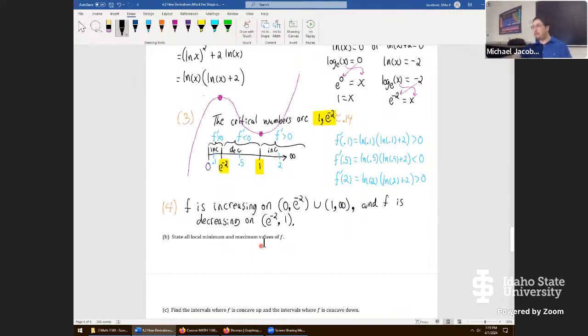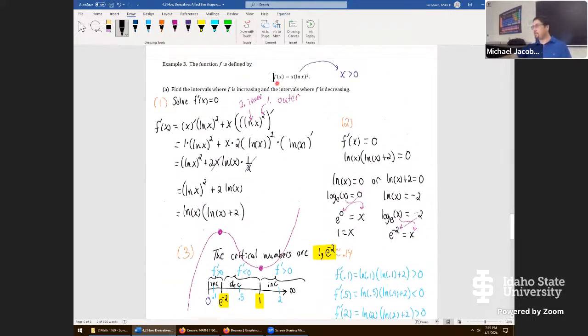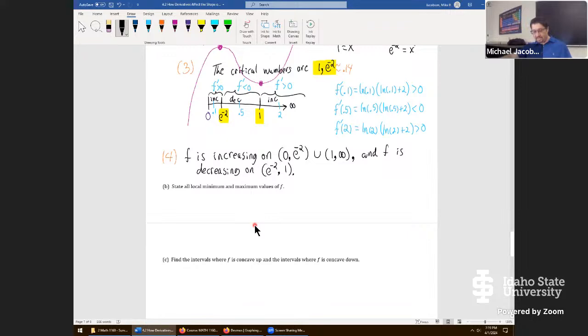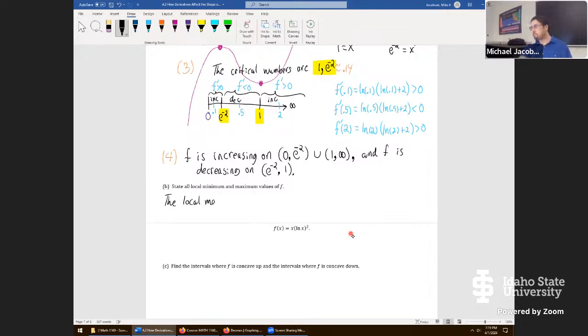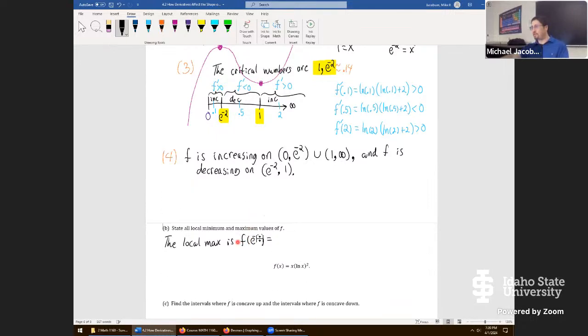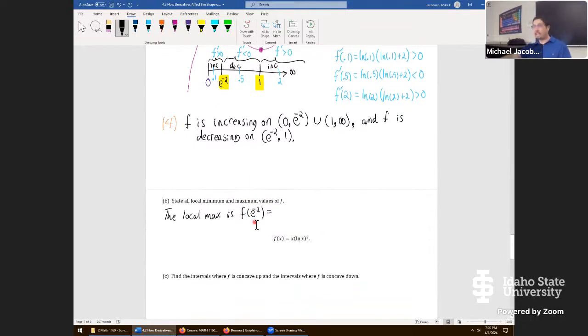But we want the local minimum, maximum values of f, so we still have to do a function evaluation. Let's grab that original function f and stow it away down here. There we go. So we'll say the local maximum is f evaluated at that quantity, e power negative 2. I feel like we need to avoid the page break on this one. Let me just drop it down. Now, f at e power negative 2 means we're putting e power negative 2 here.